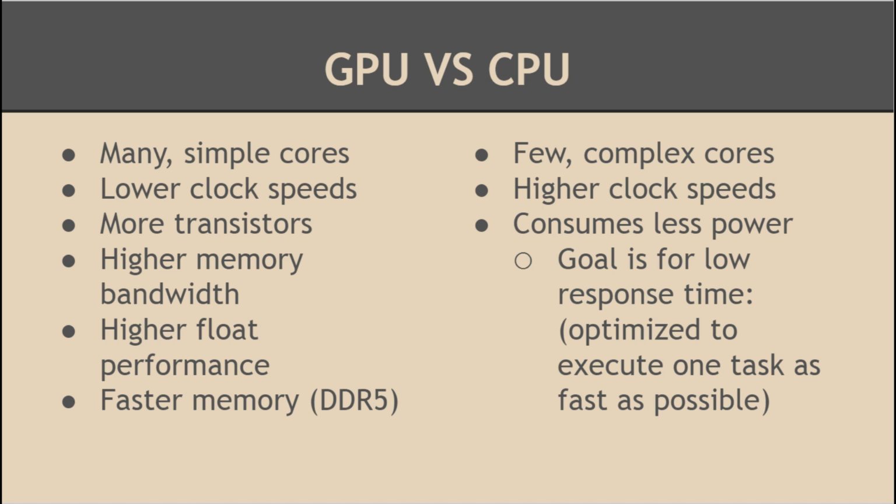And CPUs have complex cores with higher clock speeds, consume less power, and for the most part less heat, and the end goal is for low response time and is optimized to execute one task as fast as possible.